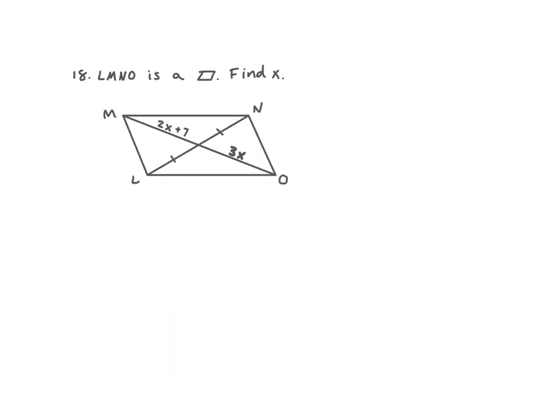So LMNO is a parallelogram. Find x. So what do we need to do to find x? We make them equal to each other because we know that the diagonals are going to be equal. So we have 2x plus 7 is equal to 3x. What do we do to solve for x? Subtract 2x from both sides, so we get 7 is equal to x. And that's our answer.